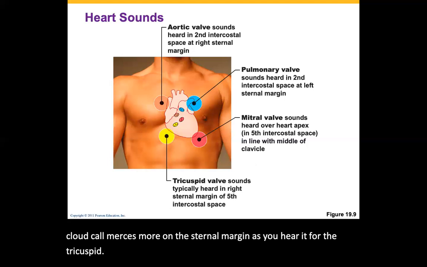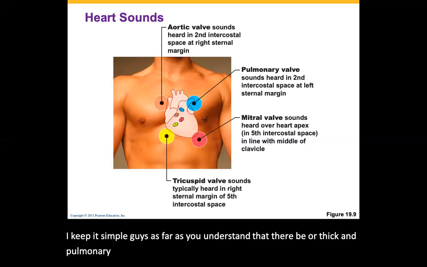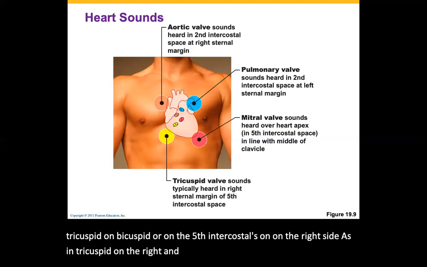I keep it simple, guys, as far as you understand that the aortic and pulmonary valves are on the opposite side, on the second intercostal space, versus the tricuspid and bicuspid, which are on the fifth intercostal space, with the tricuspid on the right and the bicuspid on the left. That will suffice for us.